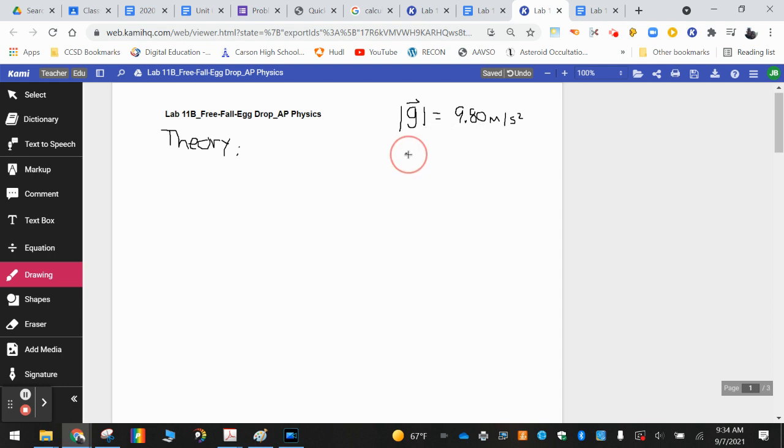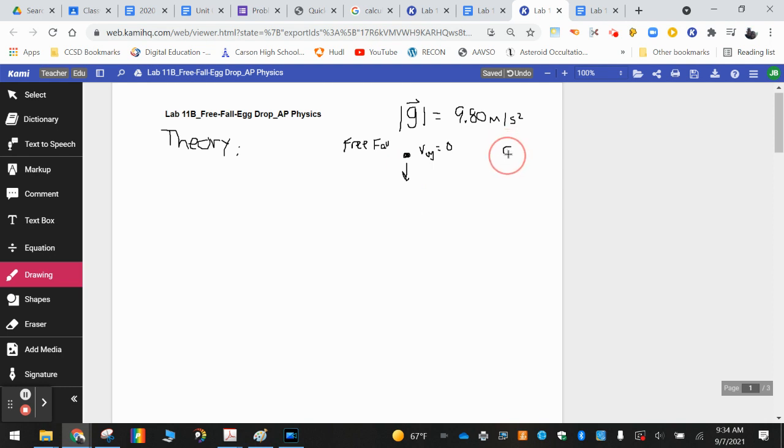Now, in our experiment here, we will have an object, in this case the egg, and it's going to experience free fall. So we'll write down free fall. Free fall means that it's going to start with the initial velocity in the y direction being 0 meters per second, and it's going to fall in this direction.